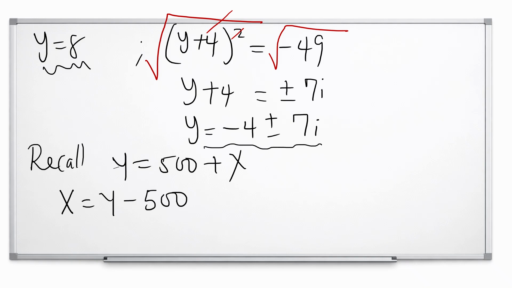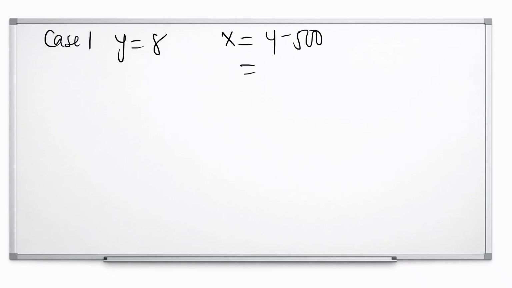Now for case 1, y is equal to 8. And remember that x is y - 500. That is, x is 8 - 500. So that means the first value for x is going to be -492. This is case 1.